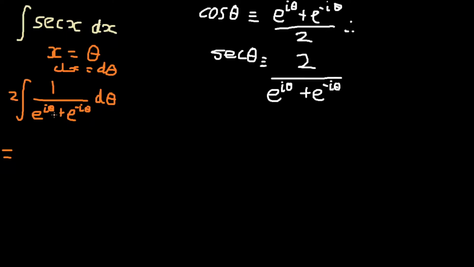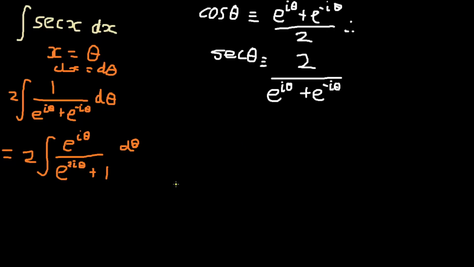Now let's multiply top and bottom by e to the I theta, namely to get rid of this nasty exponential with a negative. We get 2 times the integral of e to the I theta over e to the 2 I theta plus 1 d theta.